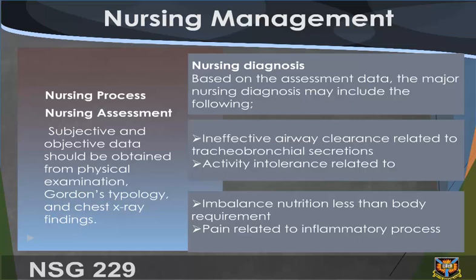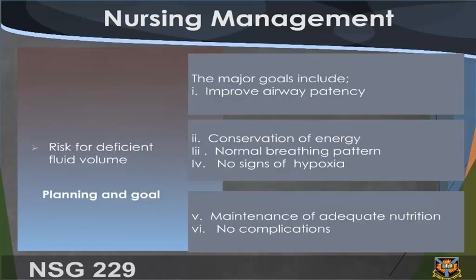Nursing management. Nursing process: nursing assessment. Subjective and objective data should be obtained from physical examination, Gordon's typology, and chest X-ray findings. Nursing diagnosis: based on the assessment data, the major nursing diagnoses may include the following: ineffective airway clearance related to tracheobronchial secretions, activity intolerance related to imbalanced nutrition less than body requirements, pain related to inflammatory process, risk for deficient fluid volume.